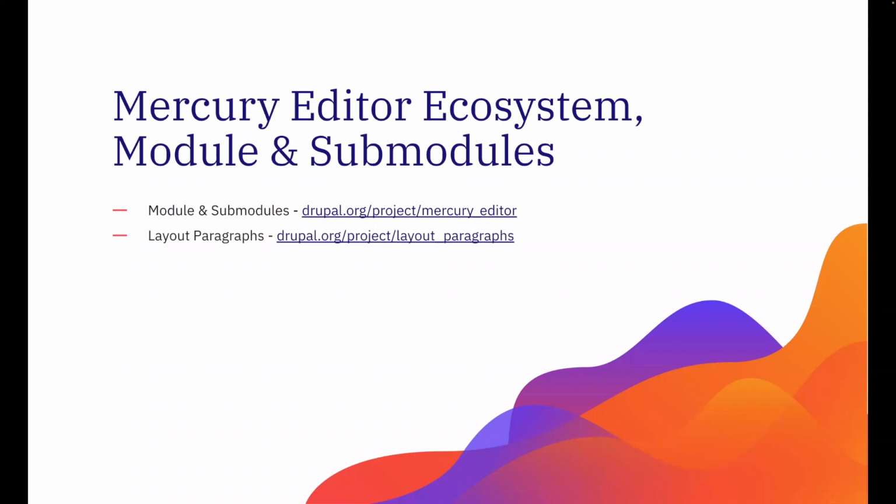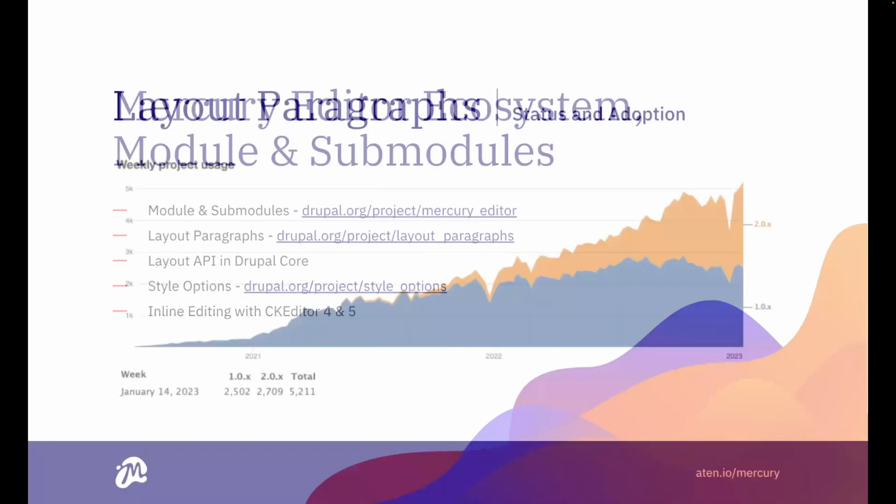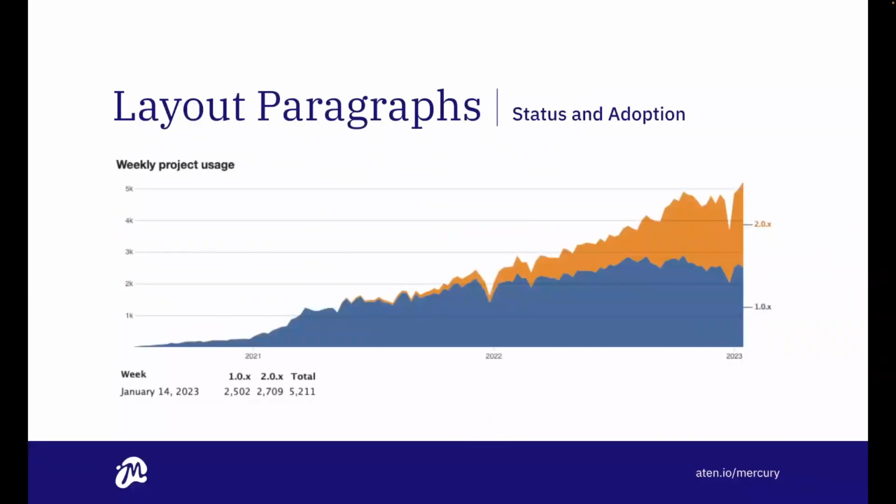Mercury makes heavy use of layout paragraphs, as we'll see here in a bit. Also available, of course, on Drupal.org. Layout paragraphs, in turn, is built on top of Layout API in Drupal core. Mercury makes use of style options available as a Drupal module. It provides inline editing with CKEditor 4 and 5. And something else we'll get into at the end of this presentation is the submodules that come with Mercury Editor, and we'll talk through what each of those provides.